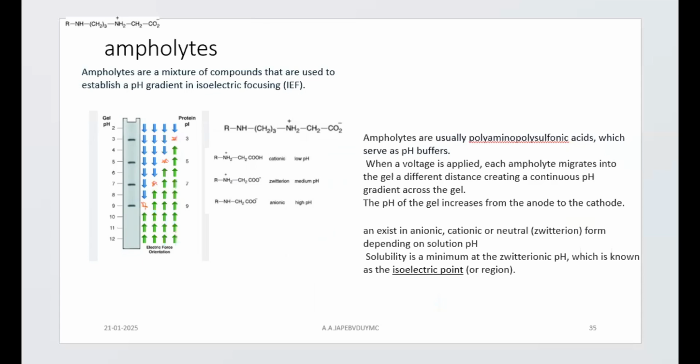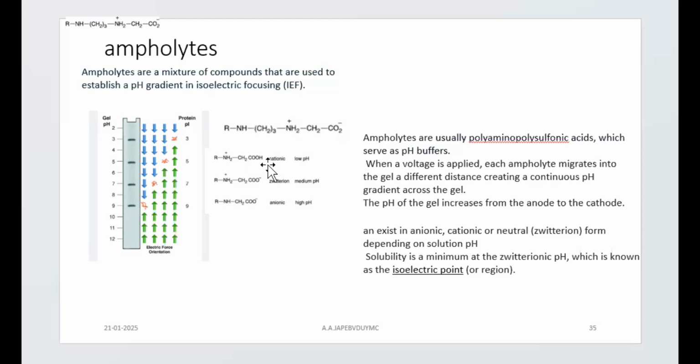When I say polyamino sulfonic, sulfonic is one group, amino is another, positive charge, negative charge. Or here you are able to see an amine group at one end and a carboxyl group at the other end. So these are ampholyte molecules, right? Ampholytes are the mixture of compounds that are used to establish a pH gradient in IEF.